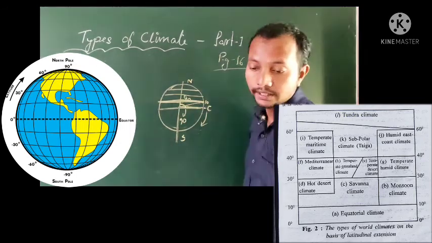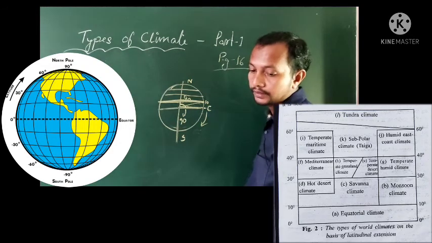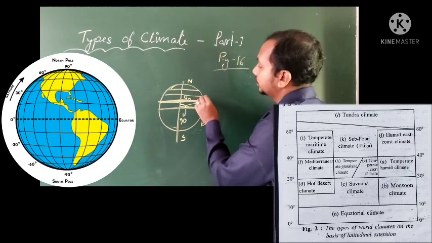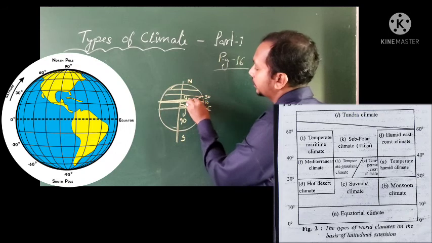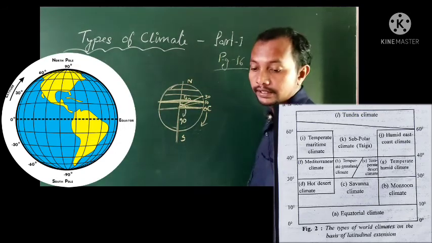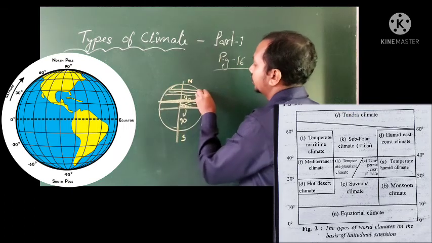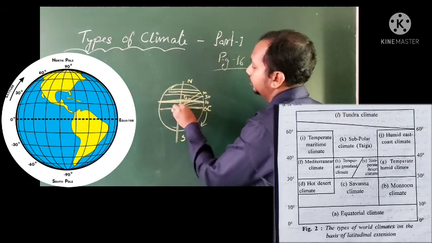Okay, then next it is showing 0 here. Next it is showing 30 degree, from here it is only 30 degree. Next it shows 40 degree, from here, 40 degree.